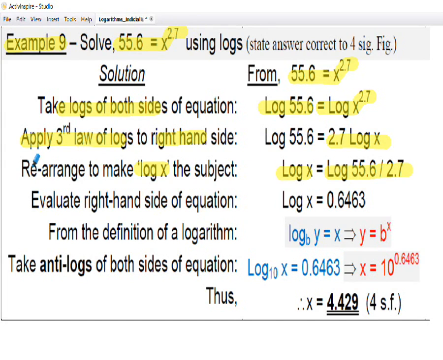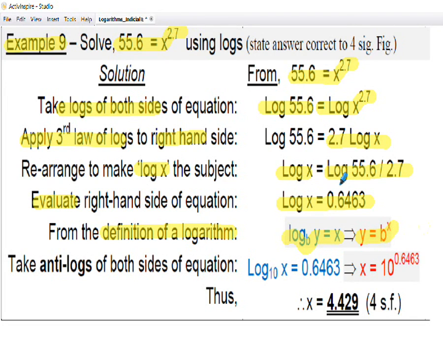And all I've done on the next line is evaluate the right hand side. So log of x is equal to 0.6463. I'm now going to use the definition of a logarithm to find the value of x. From previous work, log to the base b of y is equal to x. That was the logarithmic form in the definition. We can write that as y is equal to b to the x.